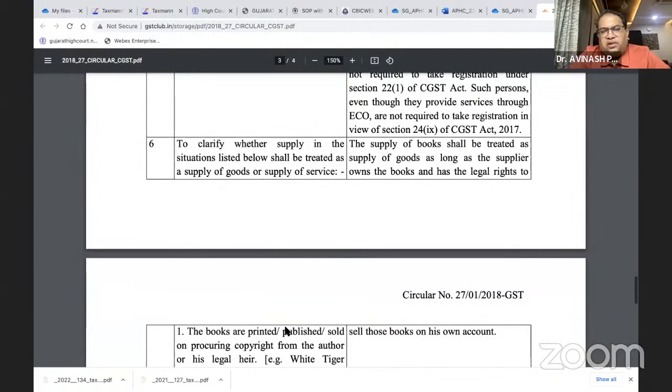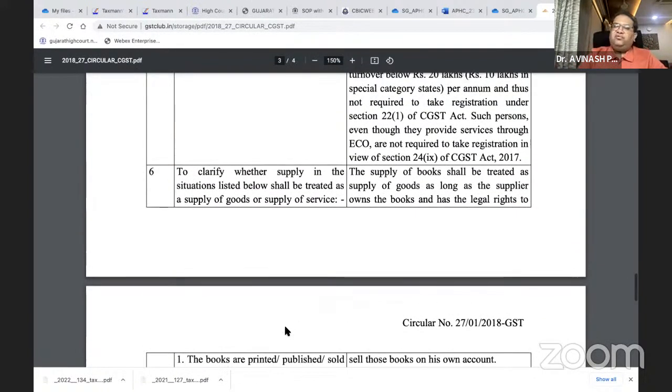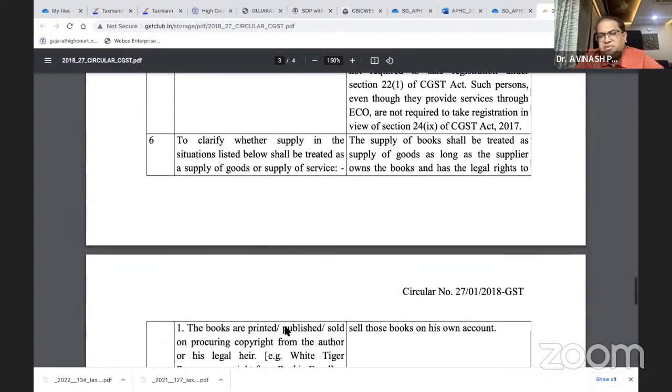Next is to clarify whether supply in the situations listed below shall be treated as a supply of goods or supply of service. There is a confusion, and this confusion is still persisting, that first and foremost, it is to be classified as supply, so that it falls within the purview of supply. The question is whether it is going to be a supply of goods or a supply of service.